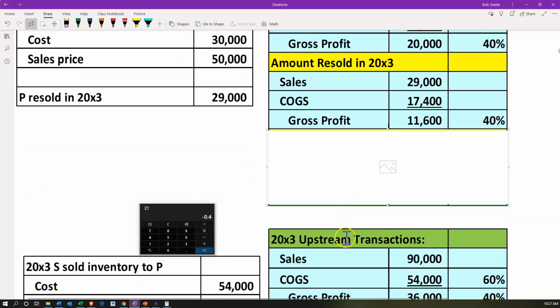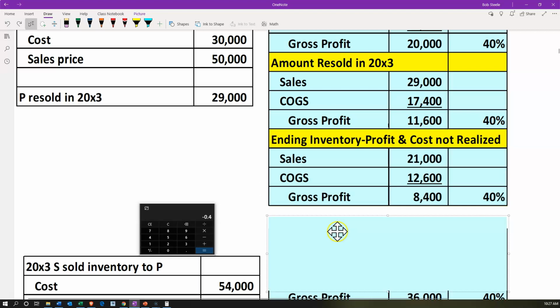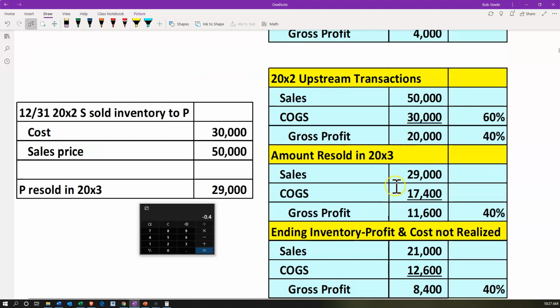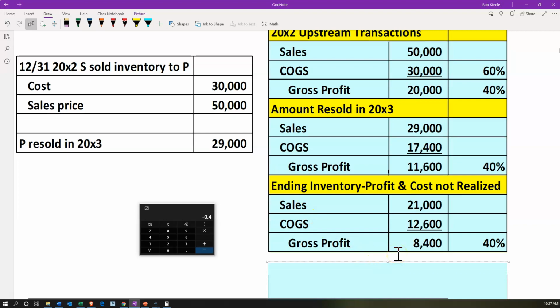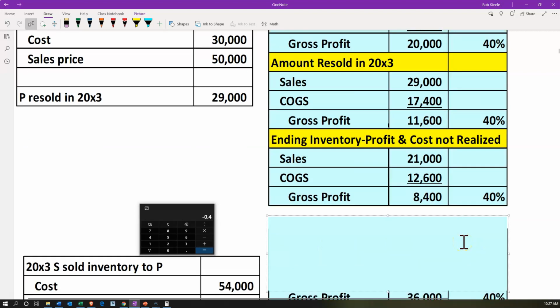Then the amount that's still in ending inventory at the end of the second year, the current year we're working on, 2000X3, is going to be, we could take the 50,000 minus the 29,000 to get to the 21,000. We could take the 30,000 minus the 17,400 to get to the 12,600, or we could simply take that 21,000 times the 60%. Then we could take the 21,000 minus the 12,600 to get to the 8,400, or we could take the 21,000 times the 40% gross profit. Then we could check our number to see if the gross profit percent is still lining up by taking the 8,400 divided by the 21,000. That's going to give us our 40%.